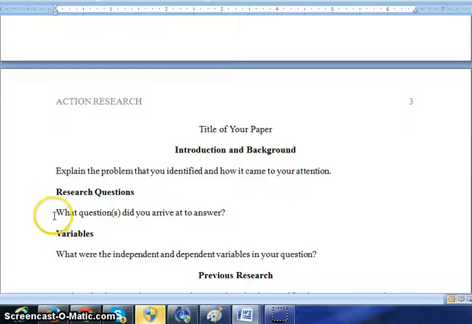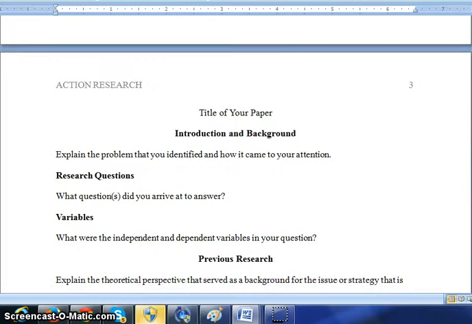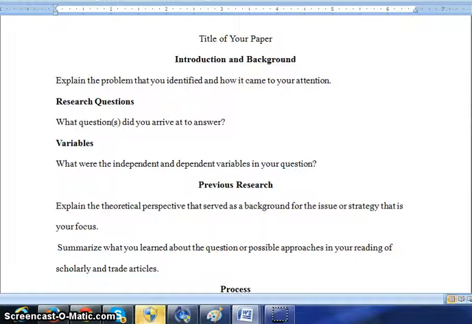And here under research questions, what questions did you arrive at to answer? We'll develop those throughout this term, so don't get too upset about the research questions. And they're going to look a little bit different. If you've got quantitative, you're going to measure. Your questions are asking more about measurement. If you're looking at qualitative, you're looking more at how or what questions.